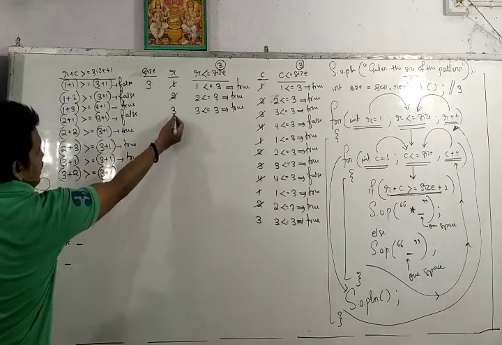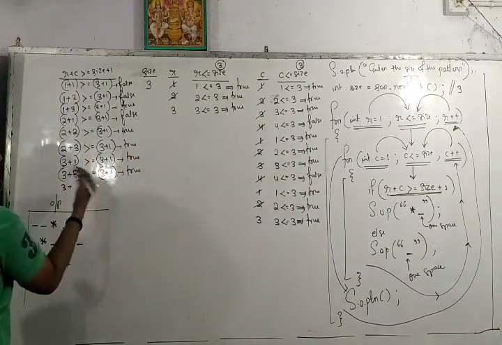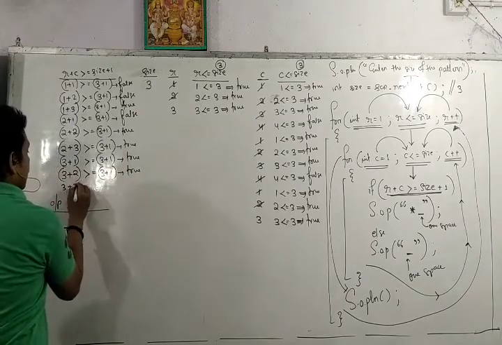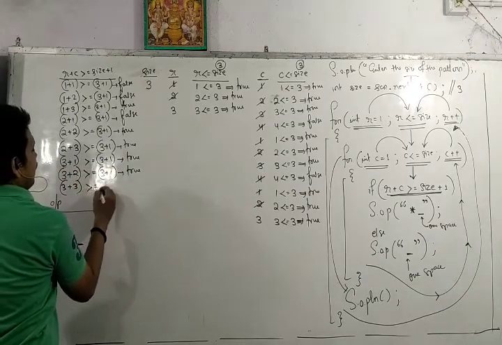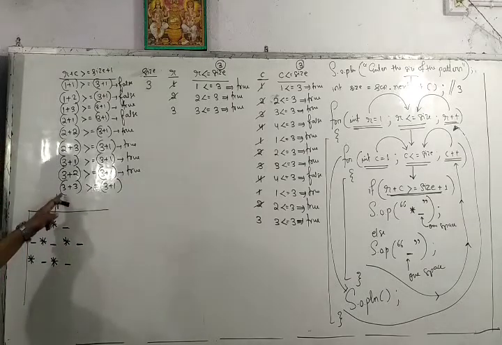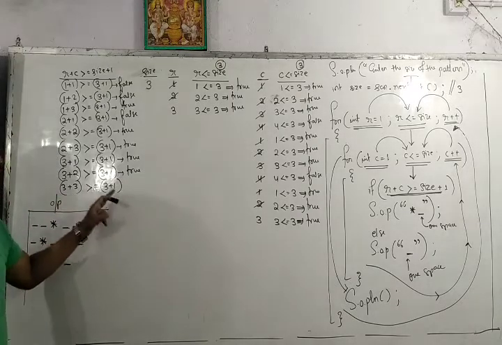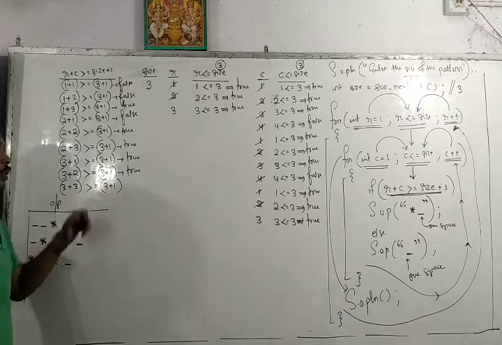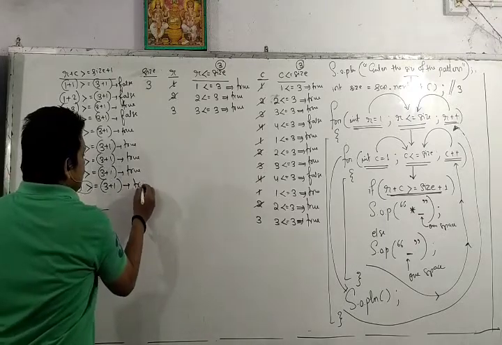What is r? It is 3. So 3 plus c. What is c? 3. 3 plus 3 is greater than or equal to size plus 1. What is the pattern size? 3. 3 plus 1, 4. So 3 plus 3 is 6, and 3 plus 1 is 4. So 6 is greater than or equal to 4? Yes. The answer is true.